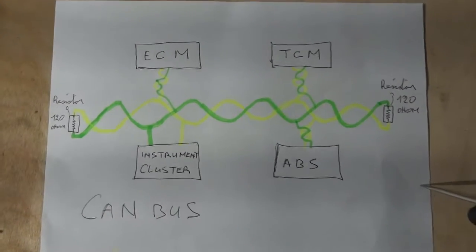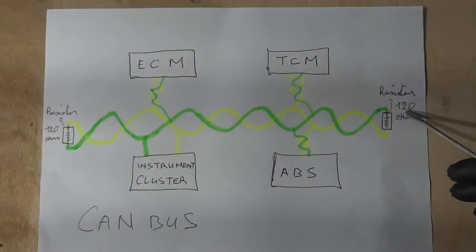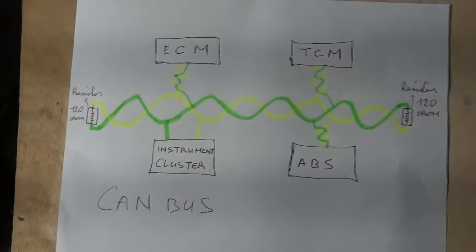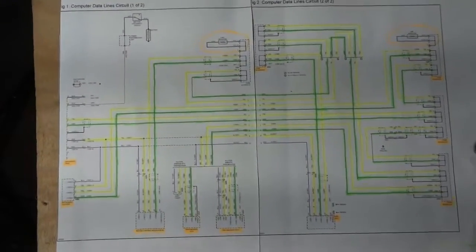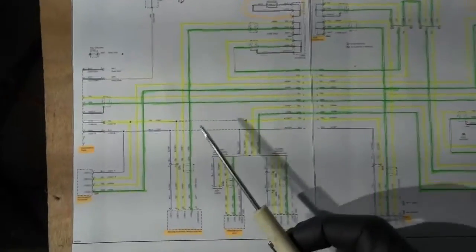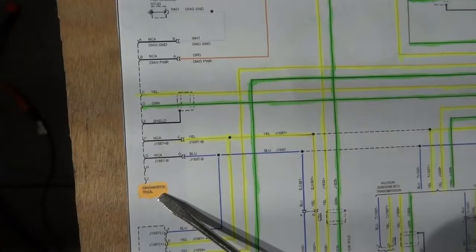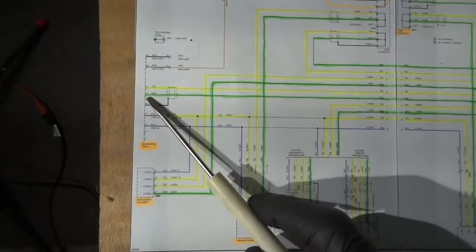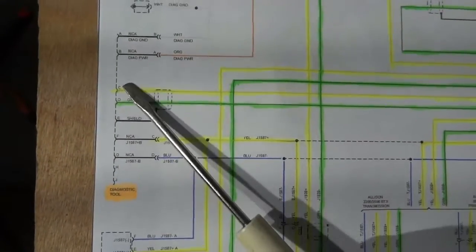Now the first thing I want to do is a resistance check on the network. Let me bring this wiring diagram back here. For the resistance check, I want to go to the data link connector, because right here is the data link connector. I don't know if you can read, but on the data link connector we have pin C and pin D. Hopefully you can see pin C and pin D.